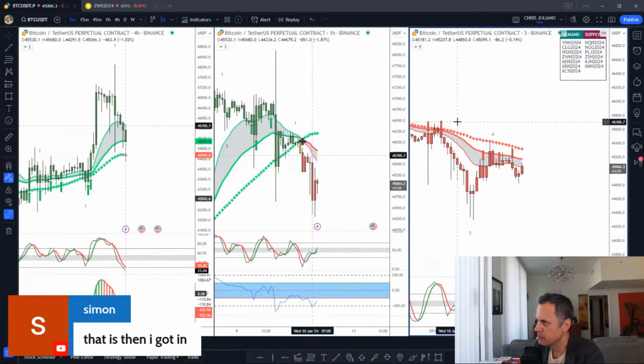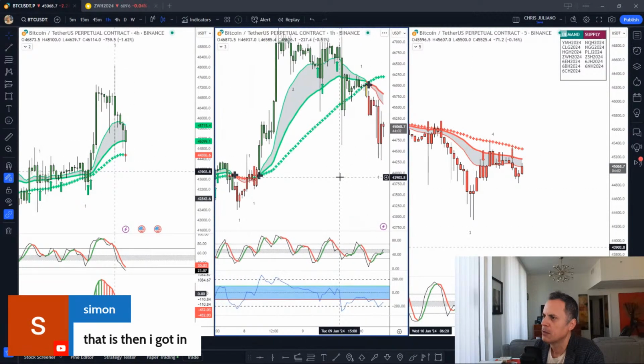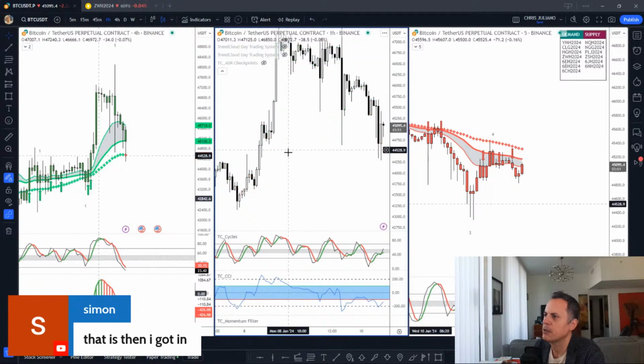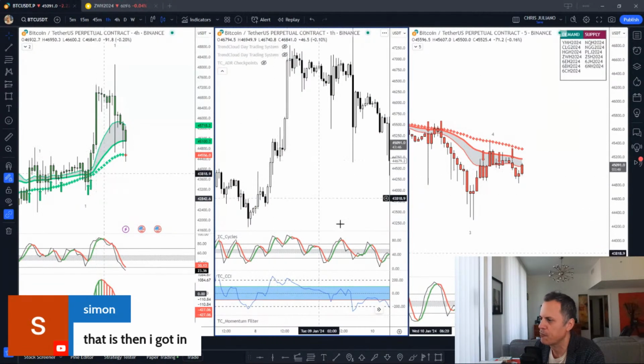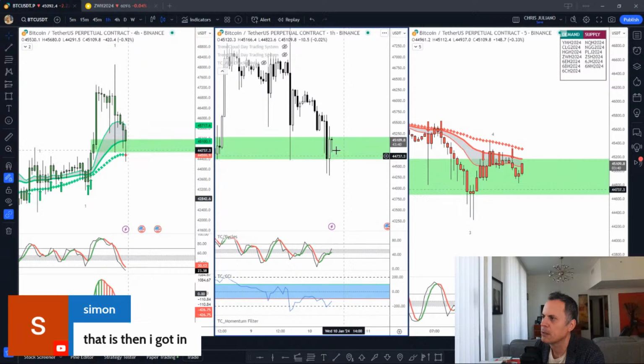Okay, and where are the structures here? So you see, where did it go down to? Right in here. Start drawing out your demand zones. I love the fact that it broke through this formation. I love the fact that it broke through all of this. Broke through that, turn it gray.